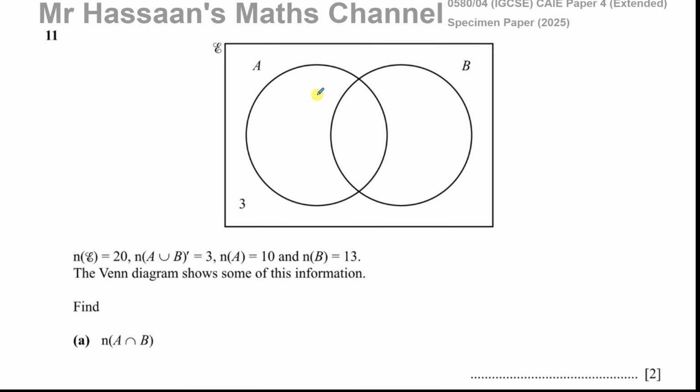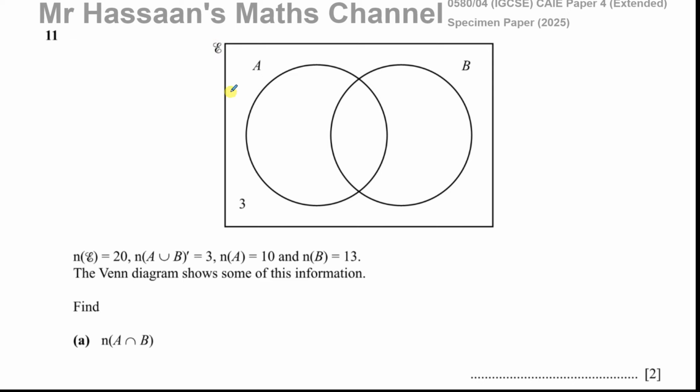This is something where I'm going to take a bit of time to explain for those students who need that explanation. We're given this rectangle, with two circles inside it, one labeled A, one labeled B, and this little 3 outside the two circles but inside the rectangle. And this symbol, this funny E kind of thing, means the universal set. That tells us we are looking at what's inside this rectangle. All the things that we're looking at are inside this rectangle.